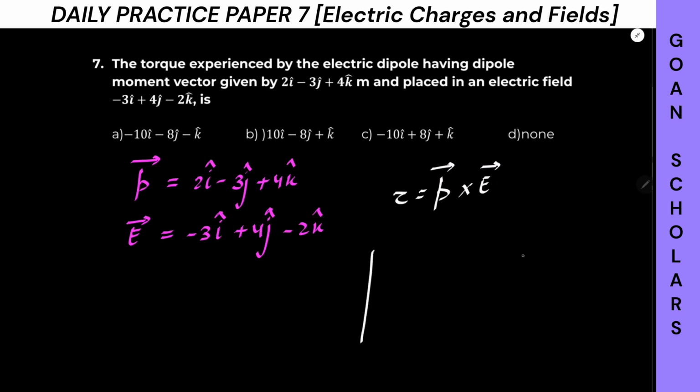First of all, you have to make a determinant like this, or two vertical lines like this. Right here write i cap, j cap and k cap. Now write the first vector which you have to multiply. In this case it is P, so 2, minus 3 and 4. These are the components of i, j, k. You can check here: 2i minus 3j plus 4k. Now write the components of the electric field, which is minus 3, 4 and minus 2.